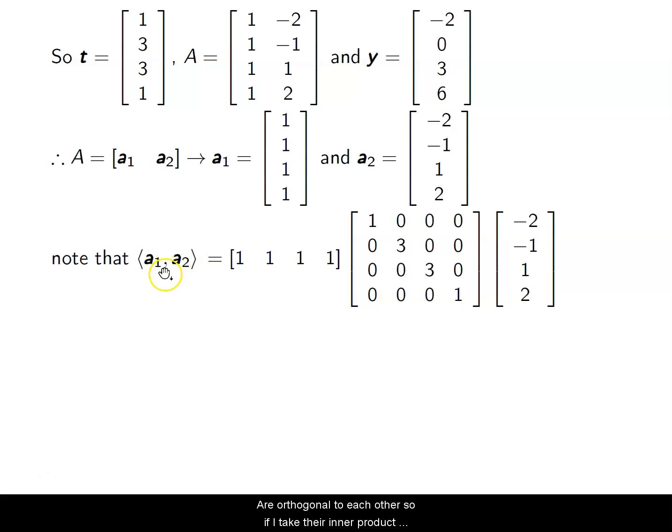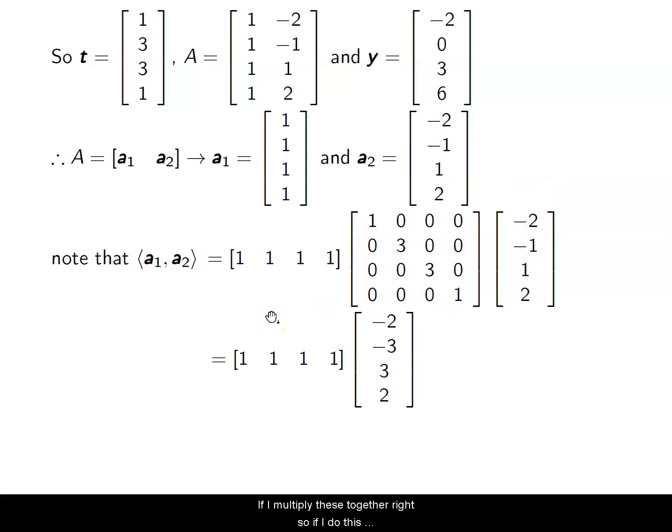So if I take their inner product, and again, this is the weighted inner product, I have 1, 1, 1, 1 times that weighted matrix, right? Zeros everywhere except for the main diagonal. And then I have my A2. If I do this multiplication first, I'm basically multiplying 1 times 3 times 3 times 1. Multiply those together and I get 0.